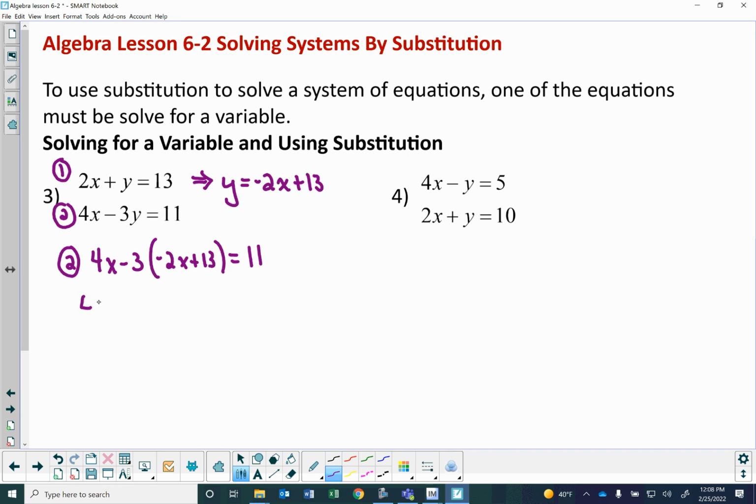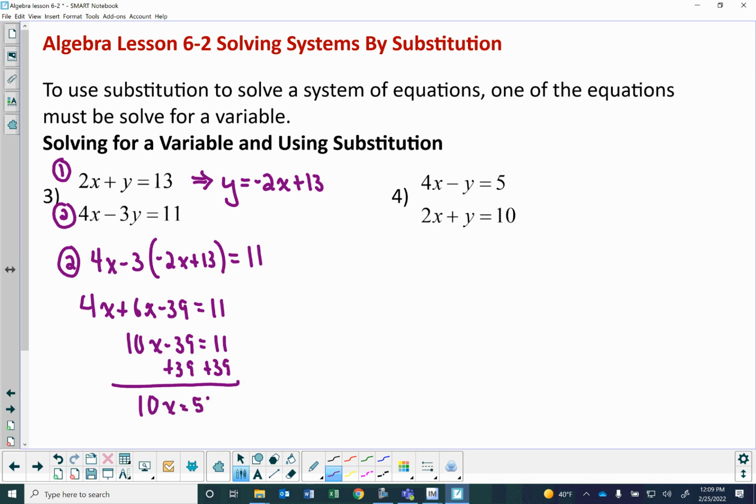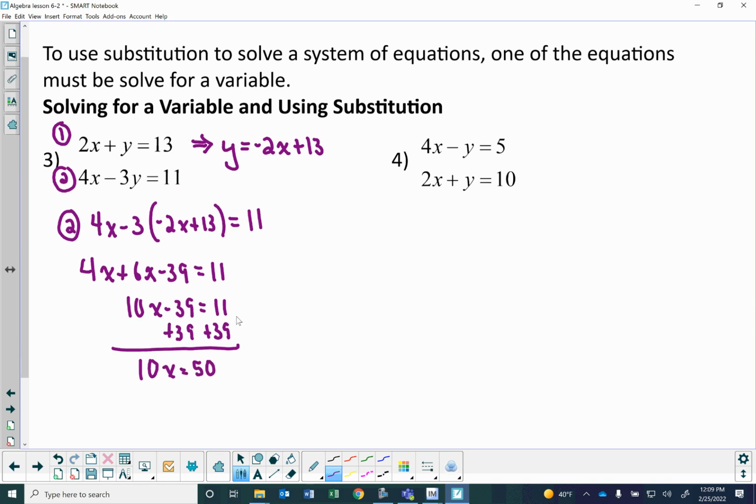So 4x, let's simplify this. Distribute the negative 3. Negative 3 times negative 2x is positive 6x. And negative 3 times positive 13 is negative 39. And that's going to equal 11. 6 and 4 is 10, so 10x minus 39 equals 11. Add 39. 10x is equal to 50. Divide by 10. X is equal to 5.